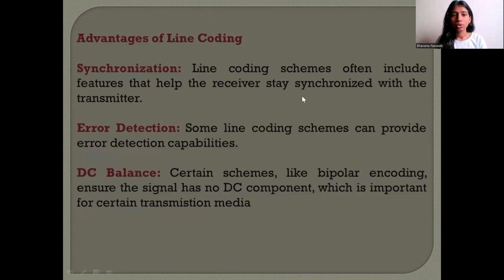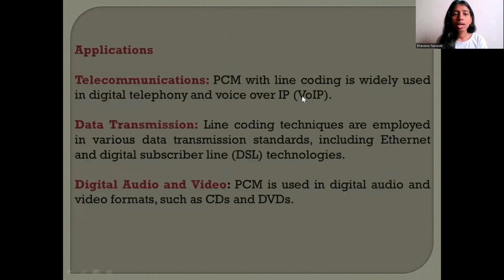The advantages of line coding are synchronization, error detection, and DC balance. Synchronization: line coding schemes often include features that help the receiver stay synchronized with the transmitter. Error detection: some line coding schemes can provide error detection capabilities. DC balance: certain schemes like bipolar encoding ensure the signal has no DC component, which is important for certain transmission media. The applications of it are telecommunications, data transmission, and digital audio and video.